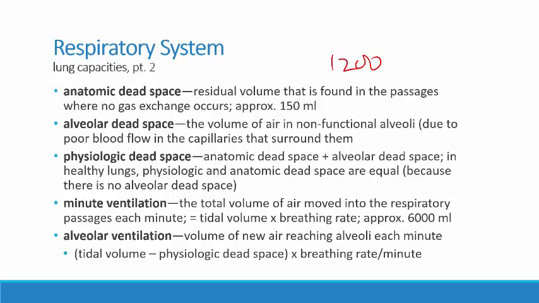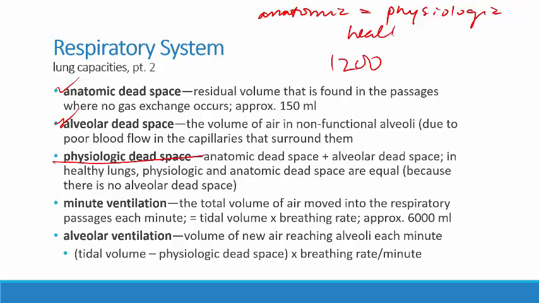So physiologic dead space, then, is the anatomic dead space plus any alveolar dead space that you might have. So again, in healthy lungs, because alveolar dead space is zero, then we should see anatomic dead space and physiologic dead space are equal. So if anatomic equals physiologic dead space, then we have healthy lungs, because there is no alveolar dead space. But folks who have alveolar dead space will increase the volume of air that's in contact with non-respiratory passageways.